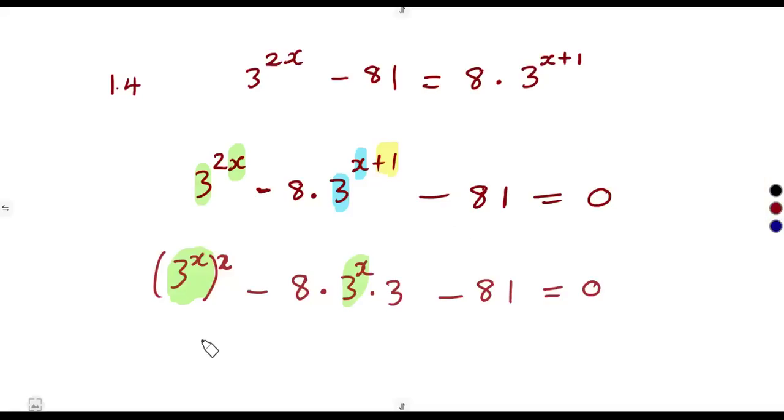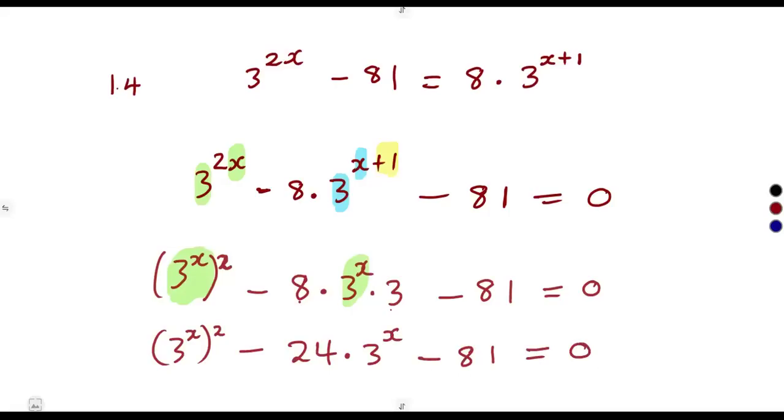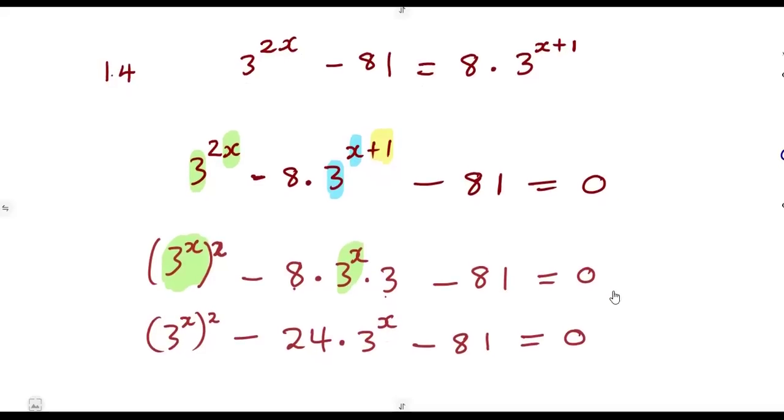So you can even just try to rewrite this as 3 to the exponent of x, to the exponent of 2, like this, minus 8 times 3, because these numbers do not have x. So you can even multiply them together. 8 times 3, that was going to be negative 24 times 3 to the exponent of x, minus 81. That's equal to 0. All right, so that's it, guys. This is where we are.